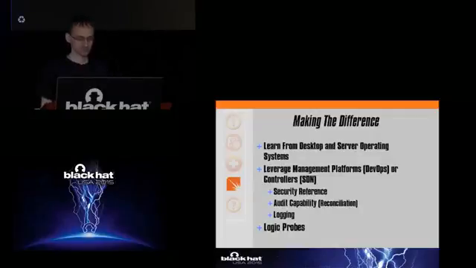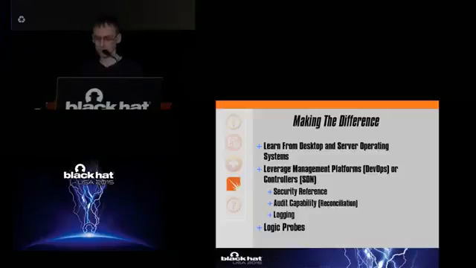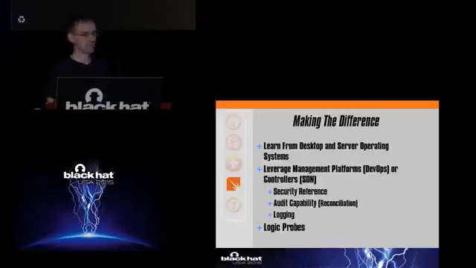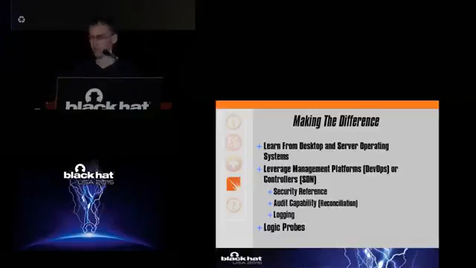So, to make a difference, we want you to learn from desktop and server operating systems, the vendors, and leverage those management platforms. The idea is for these platforms, whether they're DevOps or controllers, to take over. What we see them doing is taking over the definition of the switch and the configuration of the network, but they're dropping the ball when it comes to the OS themselves. There's no reason why there can't be some sort of reference between the two. There's no reason why there can't be some sort of auditing, right?